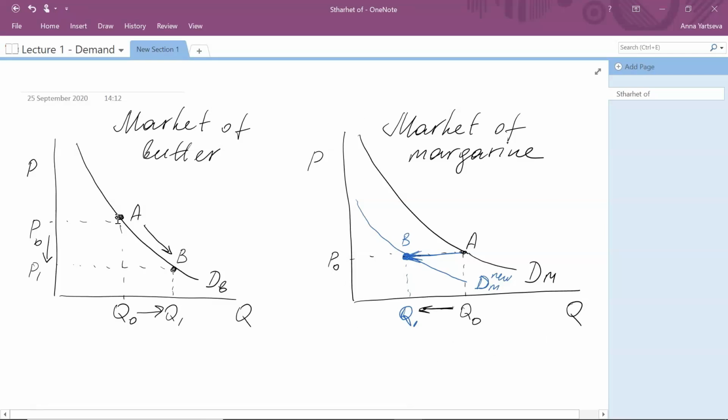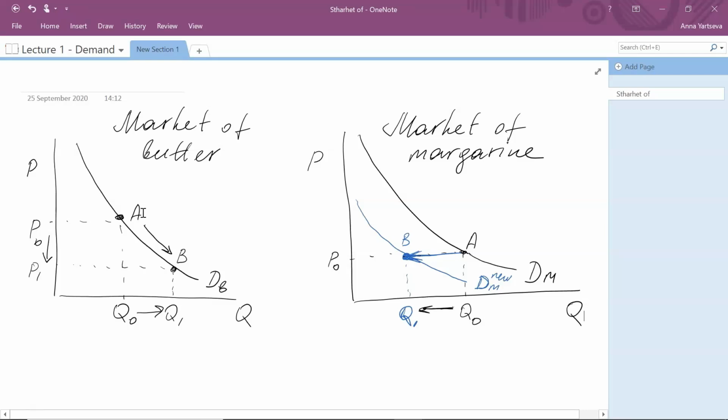Let's imagine that initially we're located at point A in both markets. The initial price of butter was P0, we're at point A, and at this point we consume Q0 units of butter. In the margarine market, we're also located at point A, the original price was some price P0, and originally we purchased this number of units, Q0.